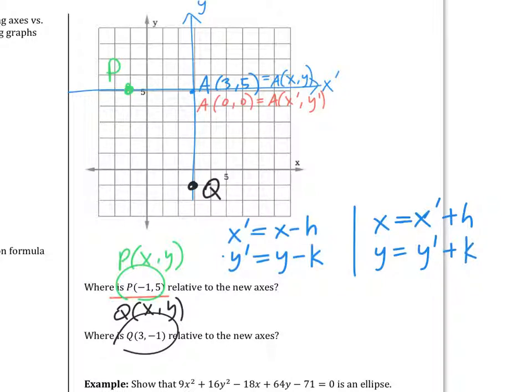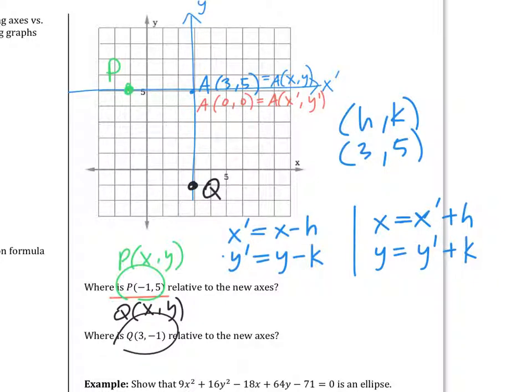Now the question is, what is h and k? In my new coordinate system, or according to A, the origin is 3, 5. So what number is h? 3. And then k is 5.